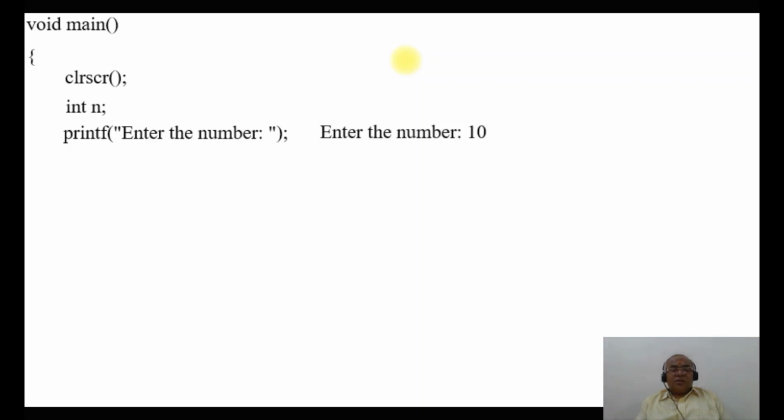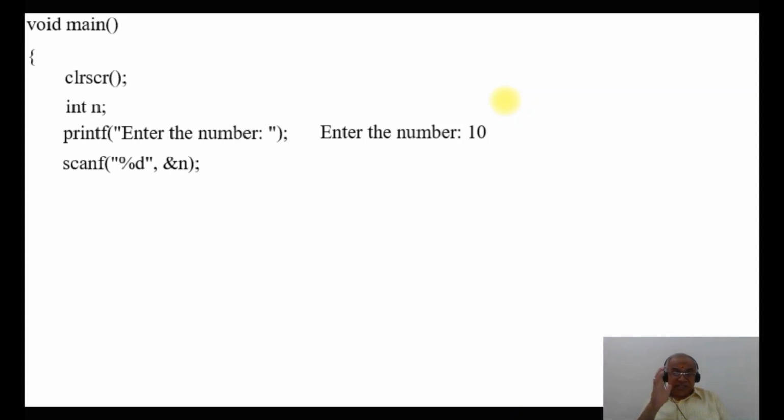So I enter the number, which I will enter as 10. Let us say when you are running this program, you will get this automatically. Then I want to read that number. So what is that number? The number I have entered is 10. Since it is an integer value, what is the format specifier for that integer?